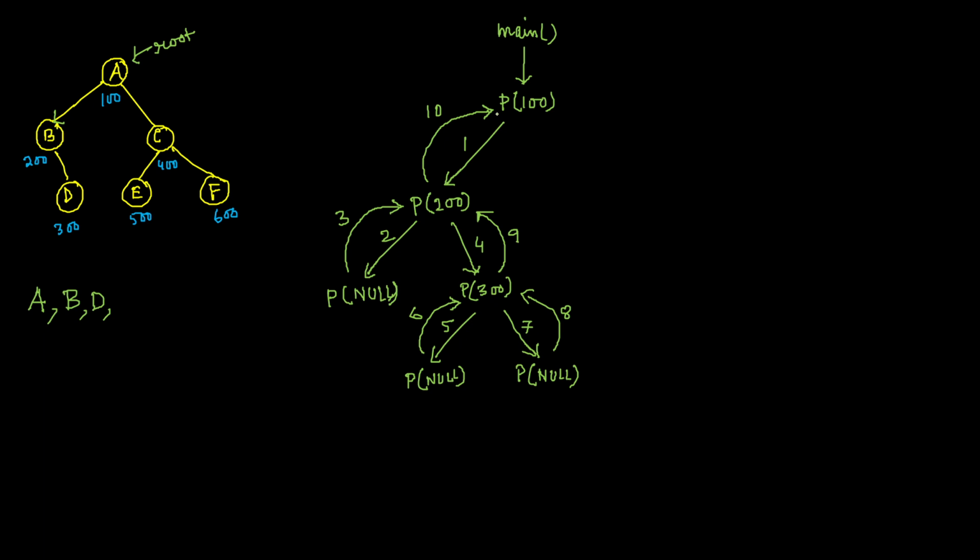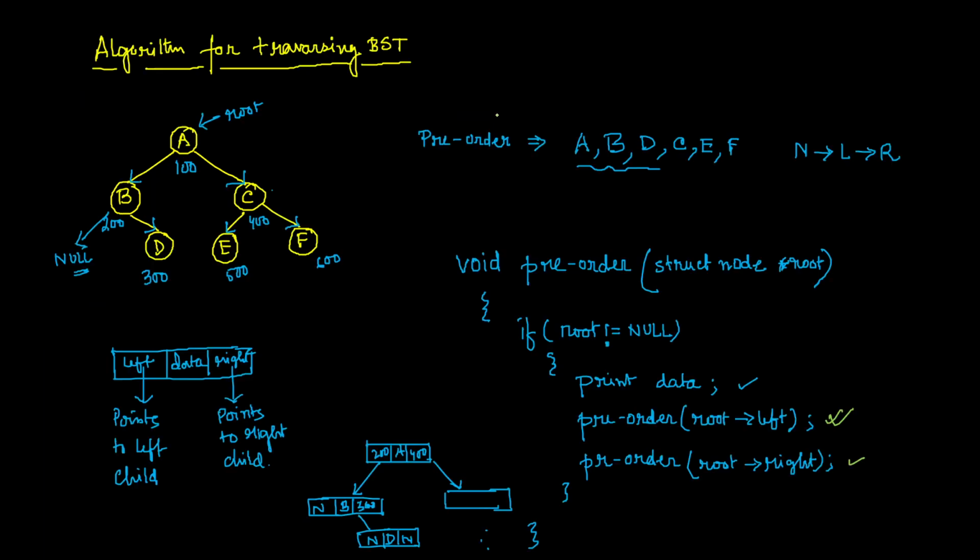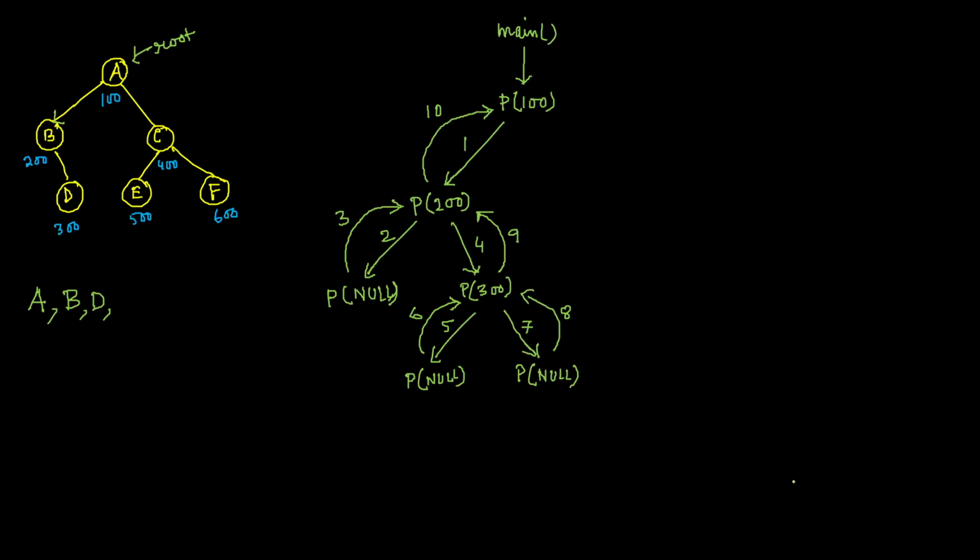So now what will happen? This has come back. So another pre-order clone will get called for printing the right child. That means now this clone will call a pre-order function, again a pre-order clone, with the right child, that is 400.